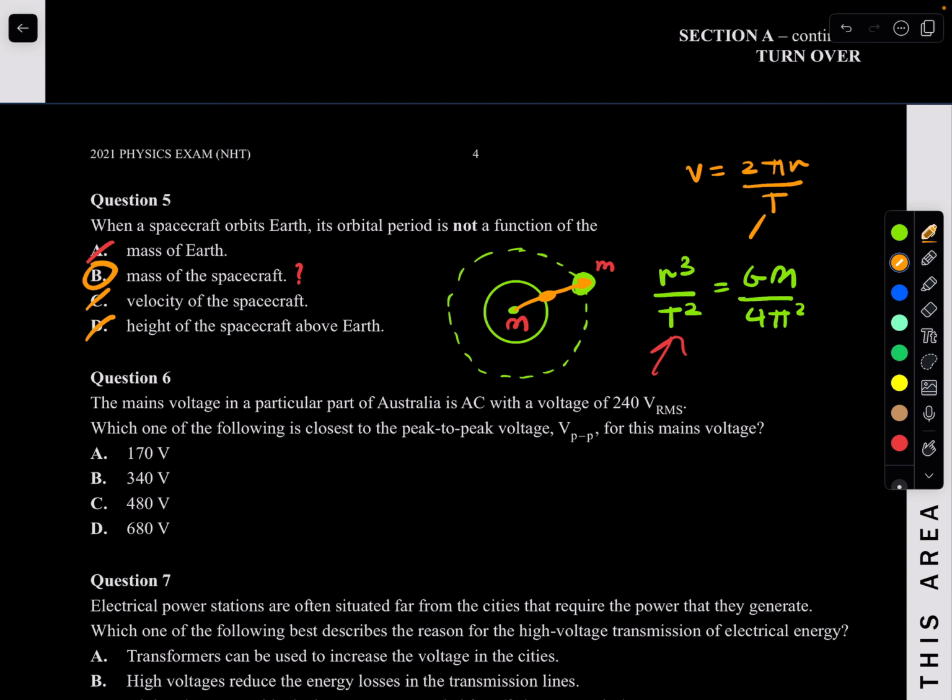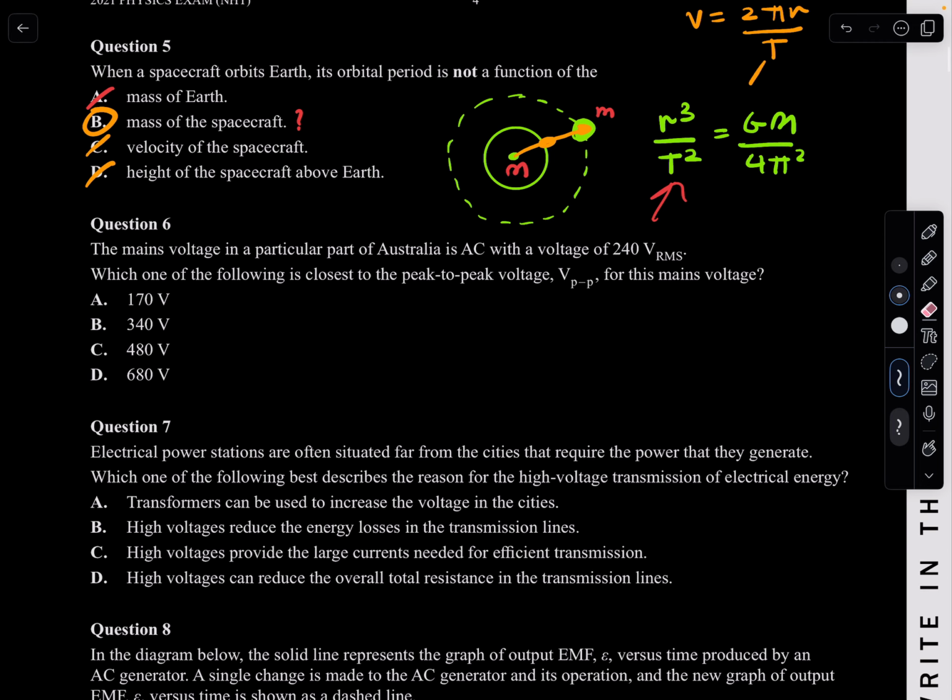So B is the answer. This is the main important thing: the actual mass of the spacecraft doesn't really affect the orbital period. You can have a bigger mass, like a planet orbiting Earth, and it will still have the same orbital period. It's not about the mass of the spacecraft.